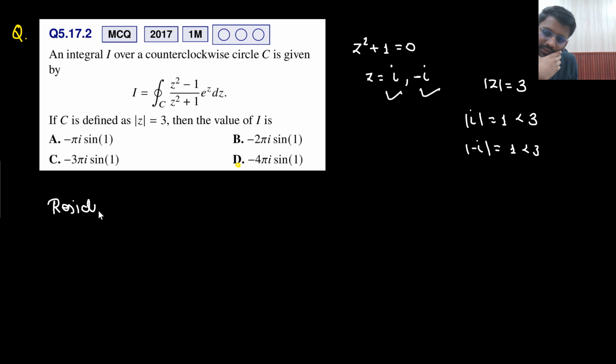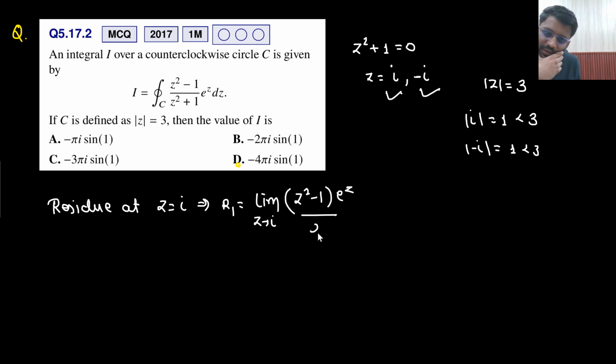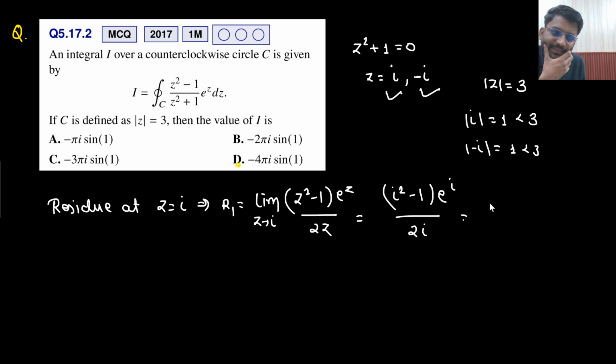So residue at z equals iota, what would that be? That would be R1, the limit z tending to iota of (z square minus 1) e^z divided by 2z. So iota square minus 1, e to the power iota, divided by 2 iota. So what is the answer? Iota e to the power iota. This is what we are getting. Because iota square is -1, minus 1 minus 1 gives -2, divided by 2 is -1, by iota, and iota goes upward, so it becomes iota e to the power iota.